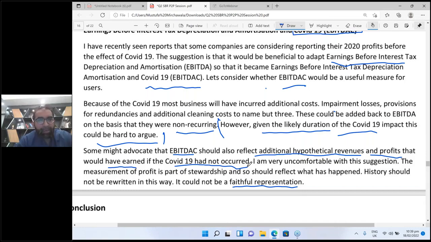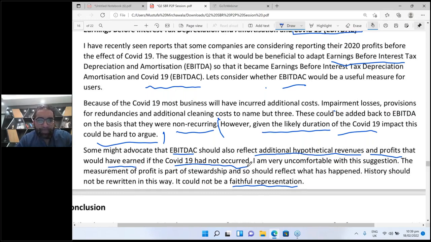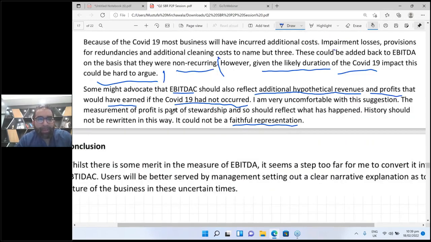Did you understand it? Now read the conclusion. Please write on the chat box, please. I will be happy if you write on the chat box.